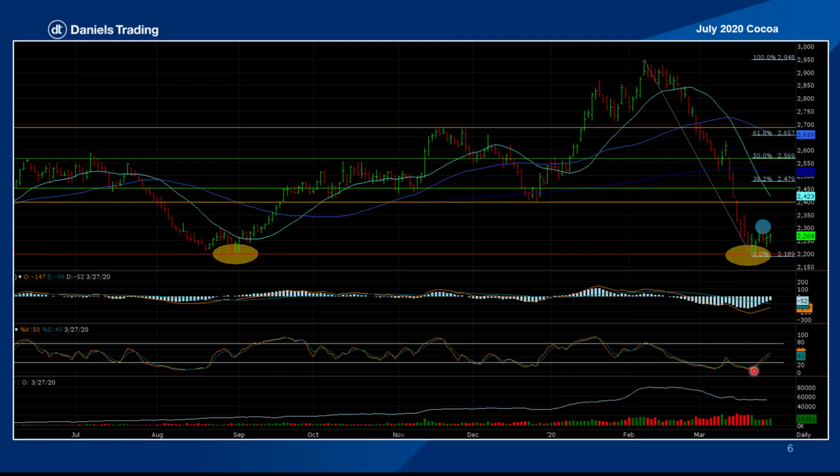But looking for the momentum to carry higher, breakthrough of this level up to 24.50 and perhaps beyond too. There's the 50% Fibonacci retracement at 25.69. That could be a target as well. So stay tuned for the July 2020 cocoa trade recommendation coming shortly.